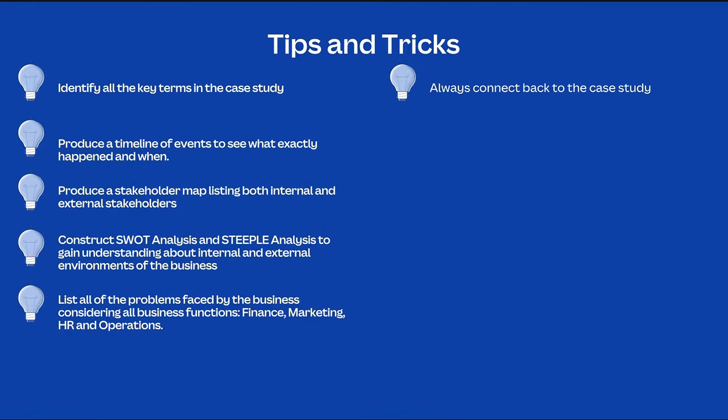Secondly, produce a timeline of events to see what exactly happened and when. I highly recommend going through the case study and then jotting down the flow of events. So what happens, when it happened, what was the effect. Again, this really breaks down the entire case study, and when you're actually writing your paper, you are aware of what happens and when it happens, and you know the flow to a point where you don't have to go back and make references to the case study.